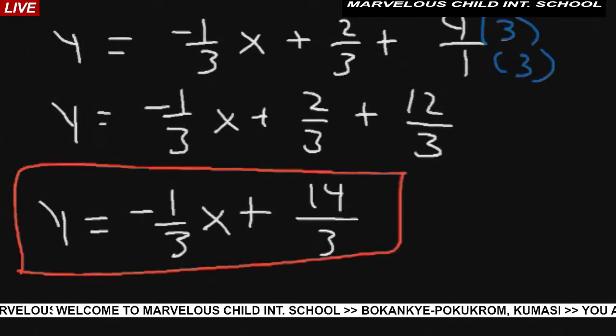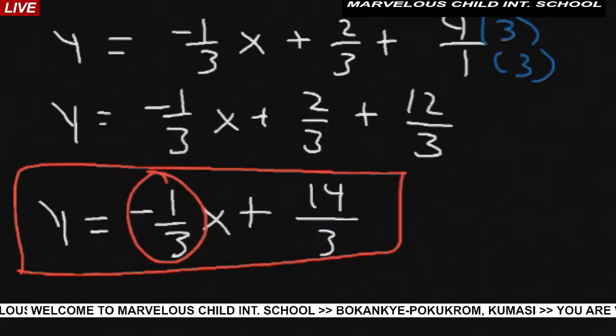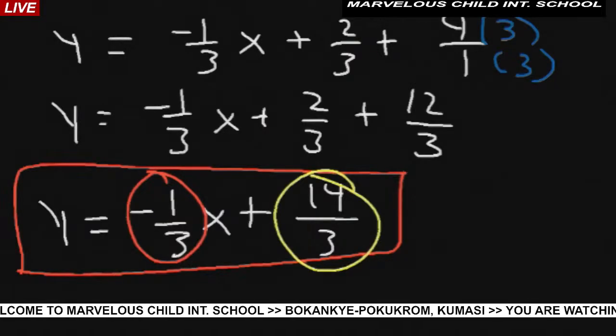You can see that the slope is negative 1/3 and the y-intercept is 14 over 3.